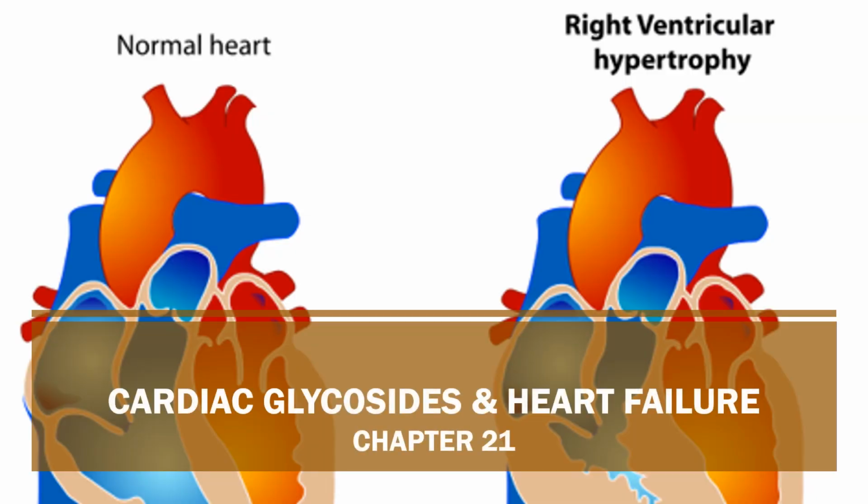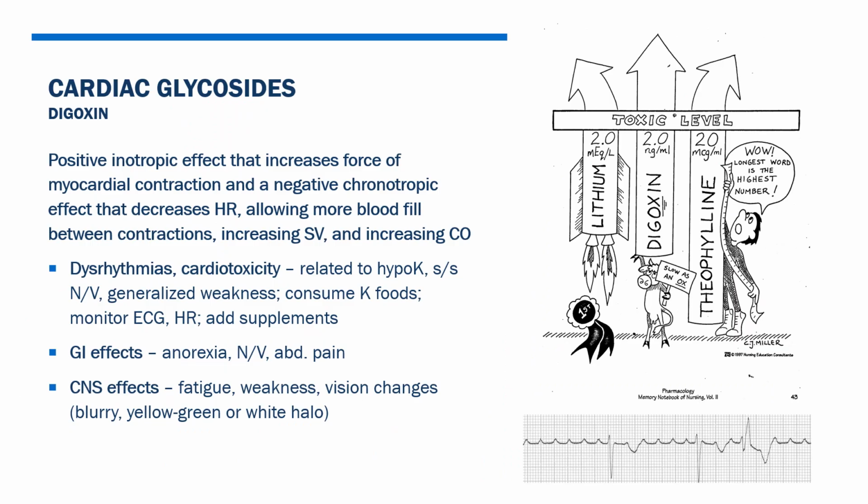All right, this last section is going to cover cardiac glycosides, which are going to be used in the treatment of heart failure. Chapter 21, I believe. So cardiac glycosides, such as digoxin, cause a positive inotropic effect that increases force of contraction, and a negative chronotropic effect that decreases heart rate.